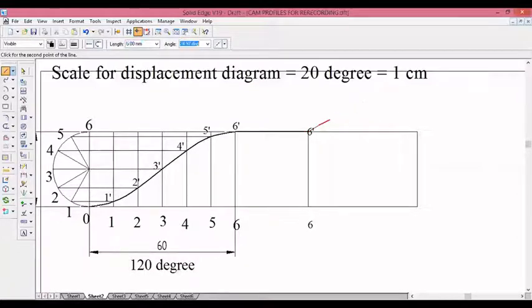1 angle 30 degree, 5 mm, 5 mm, and an angle 30 degree.